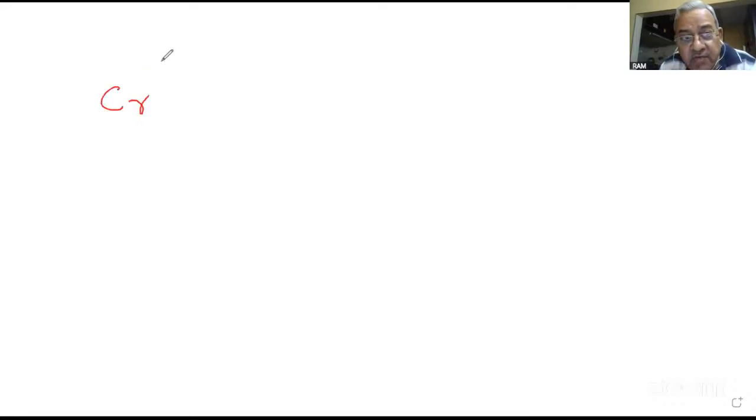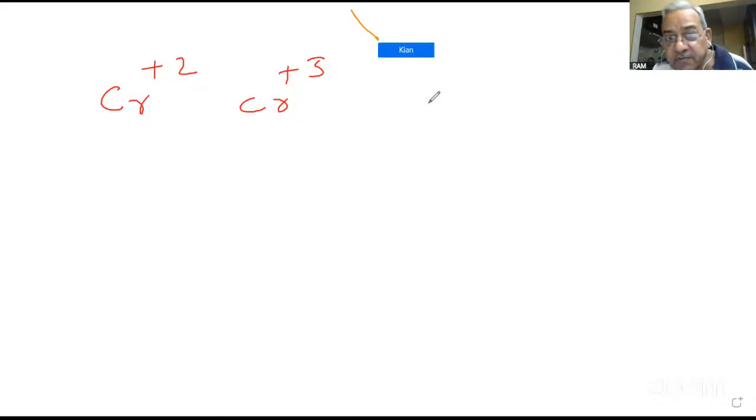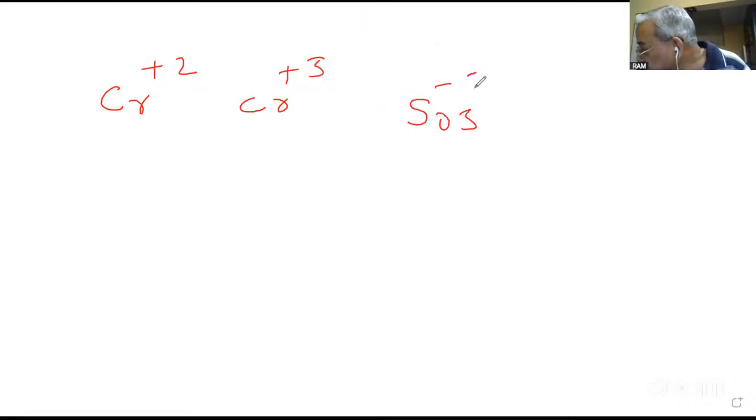Now chromium is a transition metal which has got a valency of 2 and also a valency of 3, because this is a transition material. Transition materials have various valencies. So here it is already given chromium 3, so we have to take chromium 3 only. Chromium 3, then sulfate, SO3 minus 2.